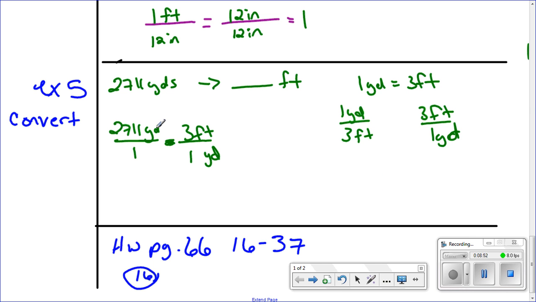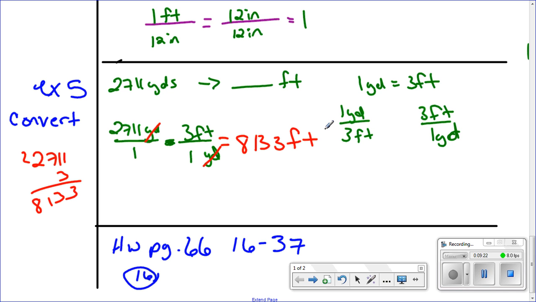The reason I want that is because when I multiply these across, I want the yards to go away, because a yard divided by a yard is just 1, so I want them to go away and be left with feet. So when I multiply across, I have 2,711 times 3. So I get 8,133 feet long.